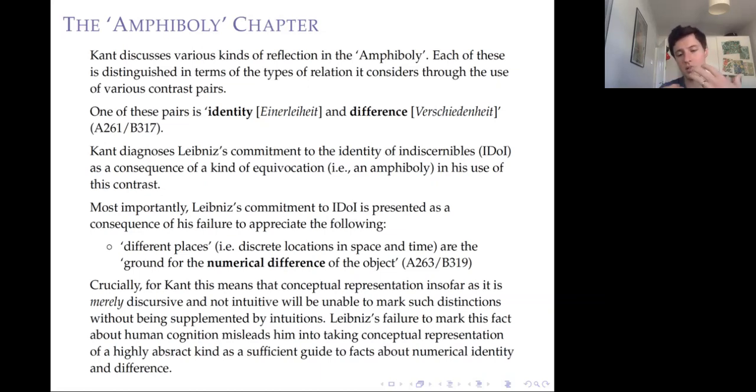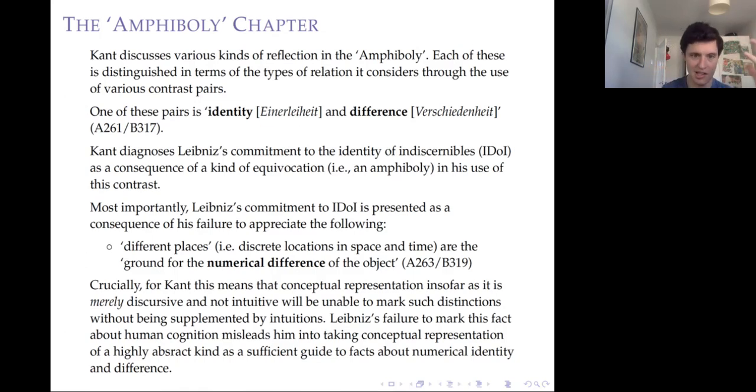The idea that Kant's making here is basically that when Leibniz is getting lost in thinking about concepts and the relationships between concepts, and to some extent thinking that he can derive certain sorts of results from considering just discursive representations, he loses sight of the fact that the ground of numerical difference of an object doesn't lie in discursive representation. It lies in different places, so discrete locations in space and time. It requires a formal intuitive ground of difference. So if we want to represent numerical identity and difference, we need the forms of space and time.